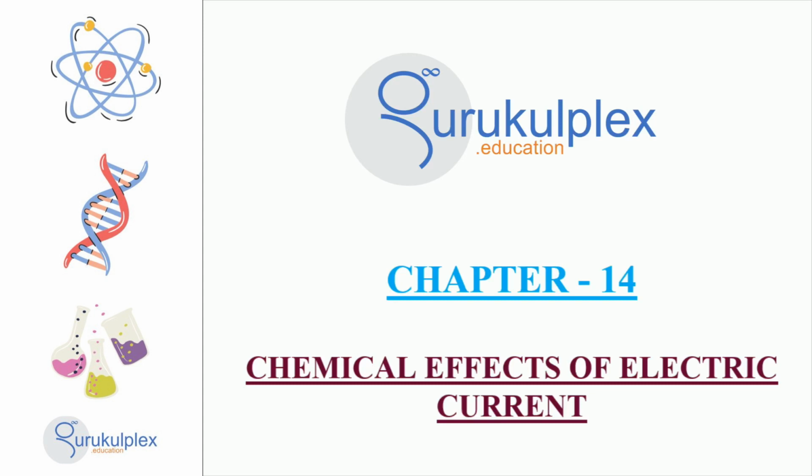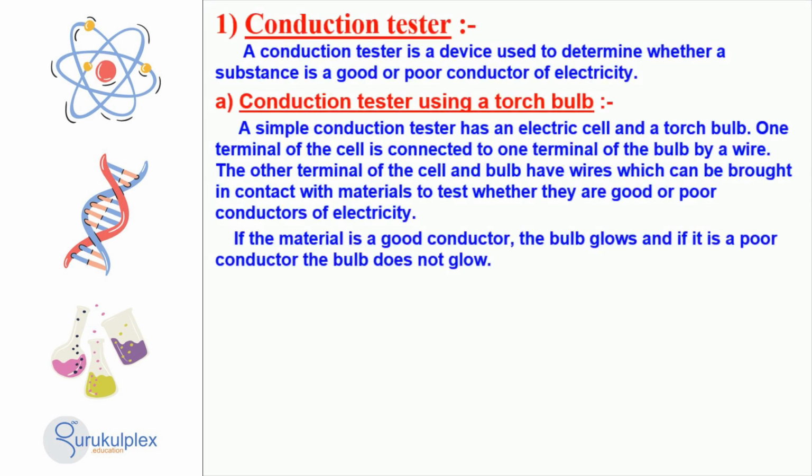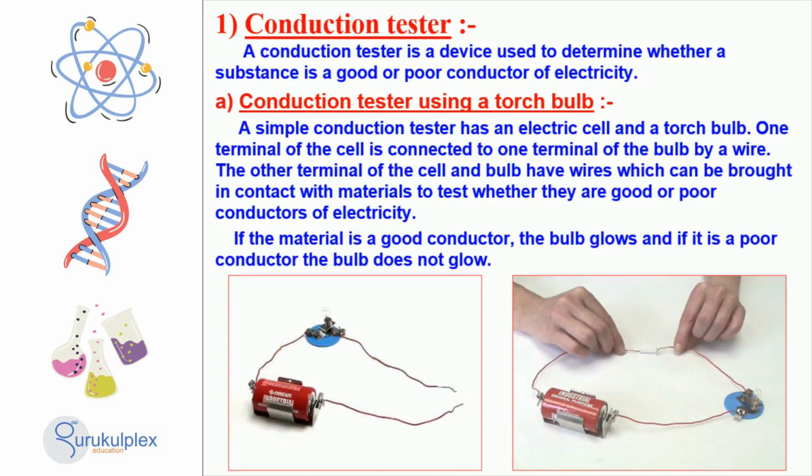Let's get started. Electric current can have both powerful and subtle effects on chemical systems. This slide is about two types of conduction testers used to assess the material's capacity to conduct electricity.